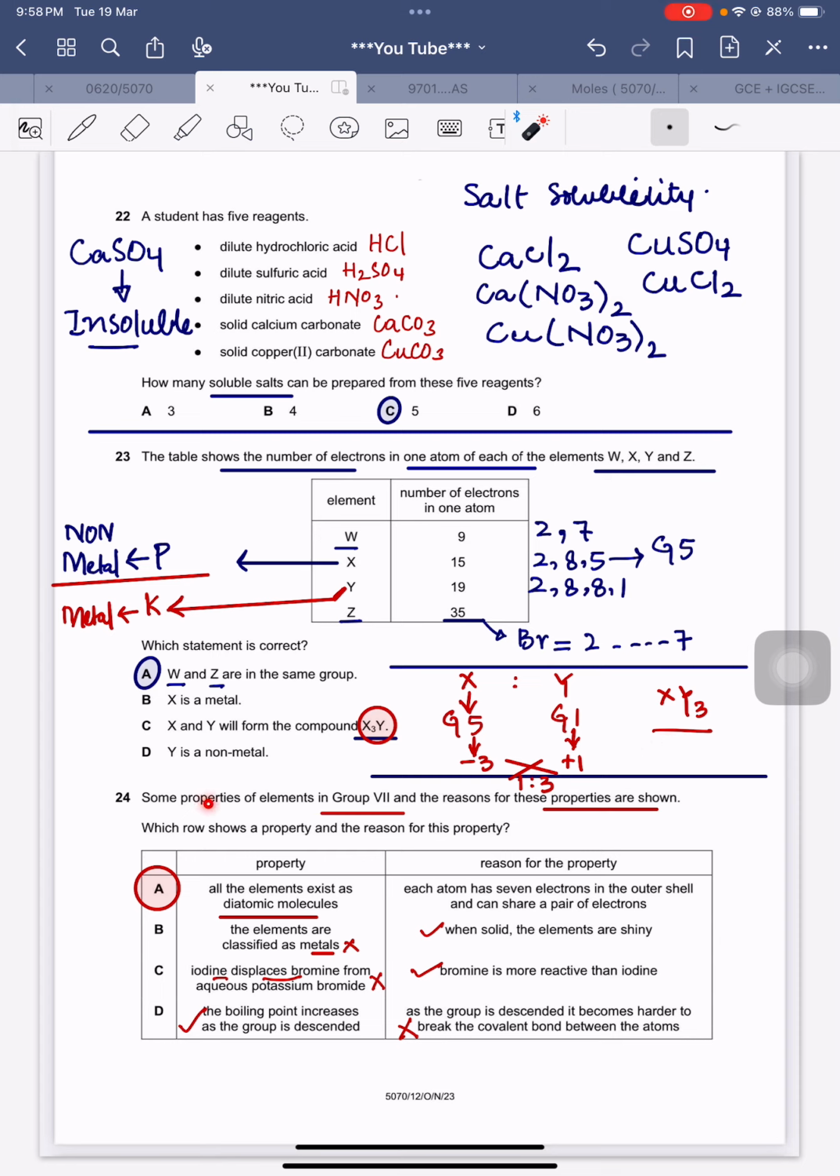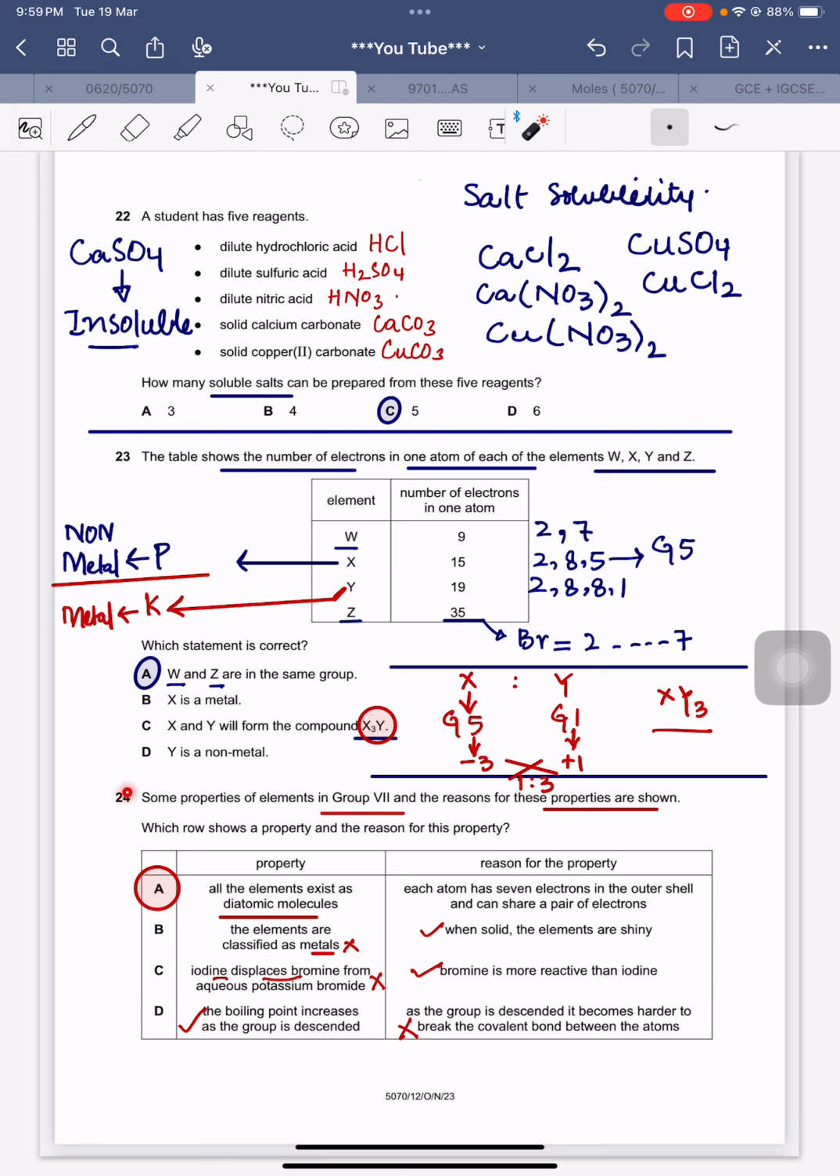What about D? Y is a non-metal. Okay, let's see. Y is 2, 8, 8, 1. It means that it is part of group number 1, so it is a pure metal. And which metal is it? It is potassium. So D is the wrong option as well. So which is the right option for this question? It is A. One should know what the right option is, and also what the wrong options are and how they are wrong. So this is the actual way of solving the MCQ paper.